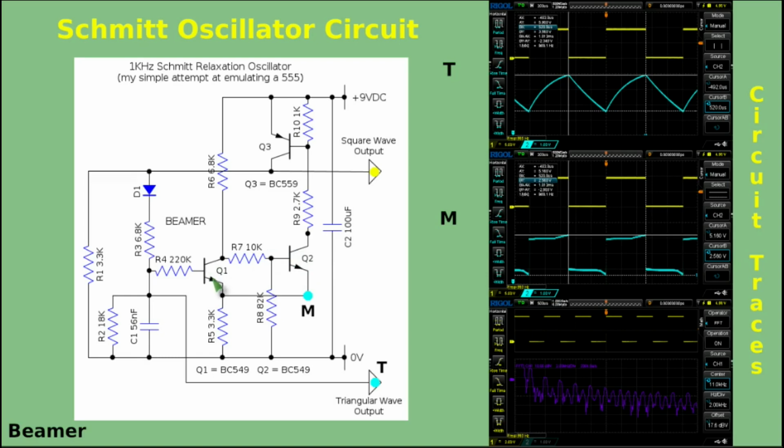Let's now look at the scope picks. The yellow trace here, yellow trace there, is at this point here, the yellow spot. So when we look at this, this is the square wave generated by our Schmitt oscillator. It goes between 0 and nigh on plus 9 volts. The rise and fall time actually look very sharp on here, and indeed they are.